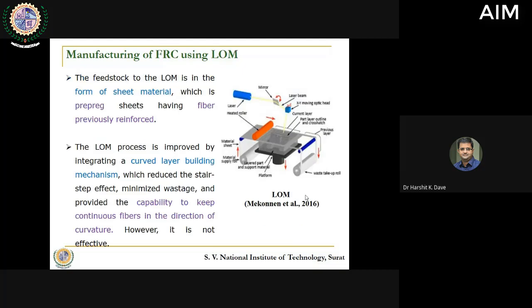Thirdly, when we talk about the process, it is the laminated object manufacturing process. Here the feedstock itself, the raw material for the process, is in the form of a sheet. So a roll of sheet is already put up on the spool, and it passes through the layer wherein some layer is passed upon, and each layer is cut as per the design.